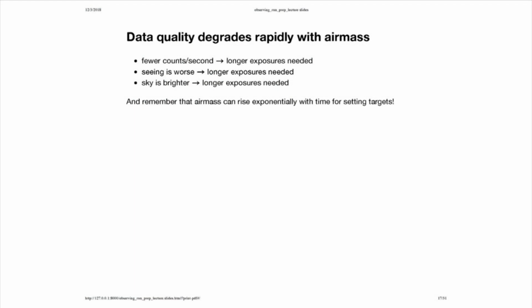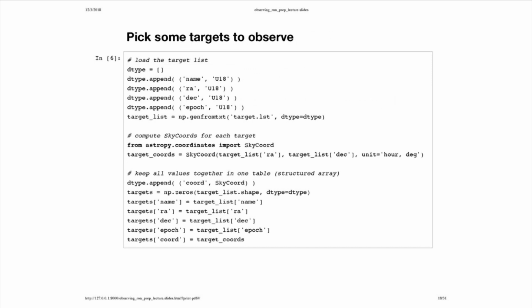So you know that you want to look up overhead. That's kind of the short answer. Now that you know that, you want to know what you can observe that's going to be up overhead. So you have to pick some targets. This depends on your science, so I can't tell you what to pick. You have to figure out what your goal is as a scientist. But once you've done that, you need to make a list of those objects, of course.